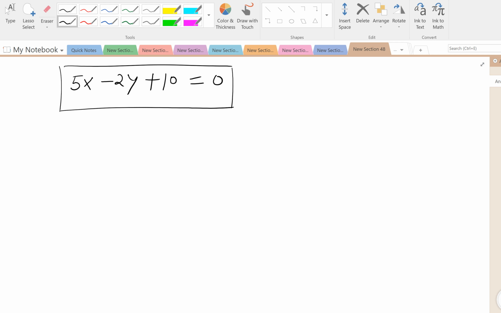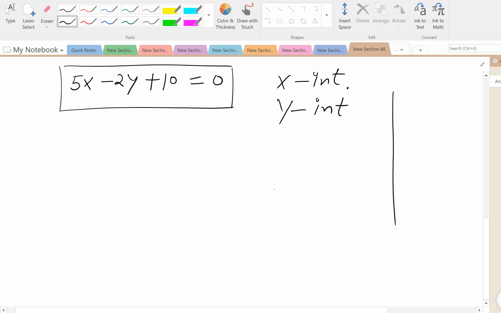So the question is, determine the intercepts of the line. So we have to find the x-intercept and we have to find the y-intercept. Now what does it mean? That means the points where your line is passing through. If your line is passing through these 2 points, we're gonna call this one the y-intercept, this is the x-intercept. And how do we find that?